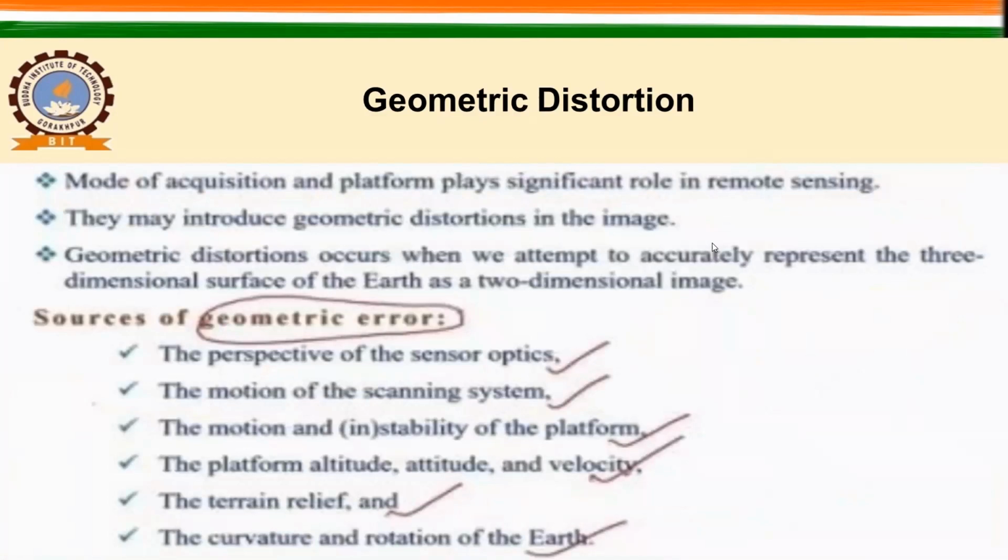When we want to represent the three-dimensional surface of the earth as a two-dimensional image, this is very important, because when you are looking from the top, you are removing the effect of the slope and local topography, and we say that everything is one pixel.